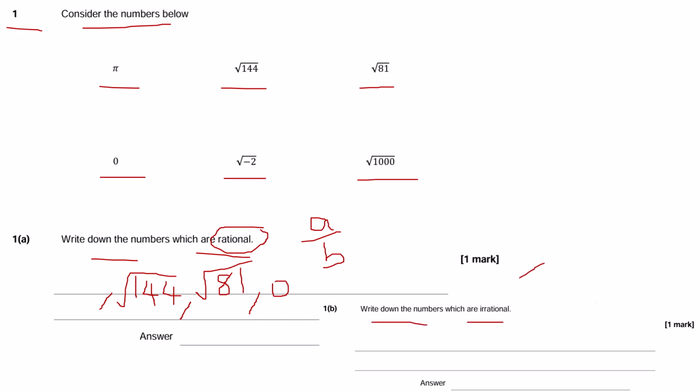Part B: write down the numbers which are irrational. Again, that's the opposite, where you can't express it as a fraction. So pi is the most common one. Surds are irrational, so the square root of 1000, because that won't give you a whole number answer, and also the square root of -2, because I can't take the square root of a negative number.